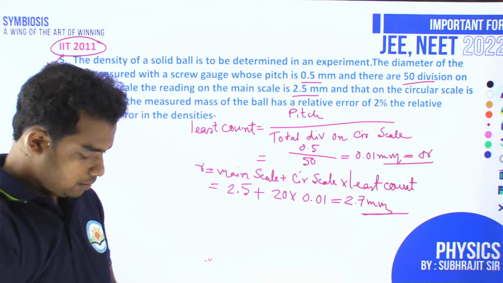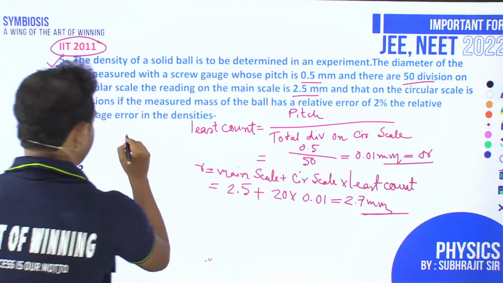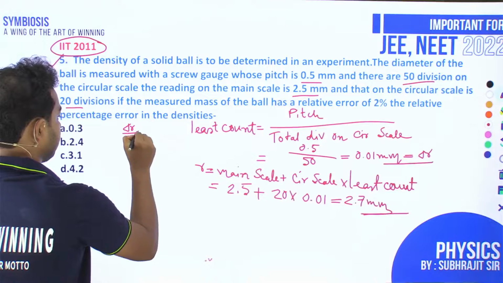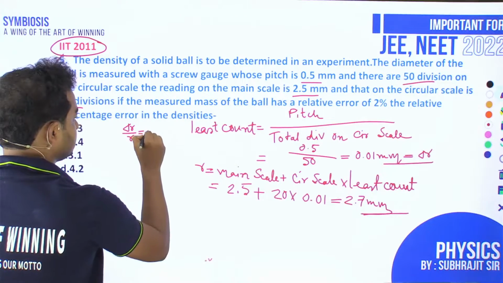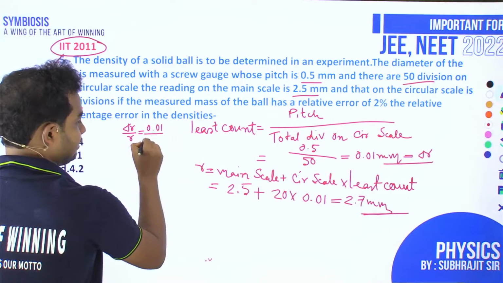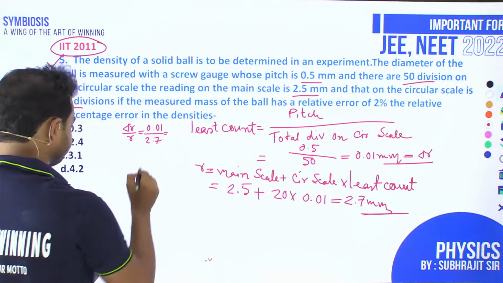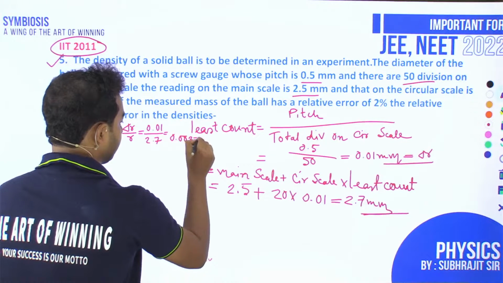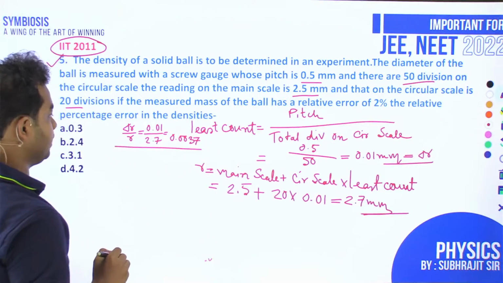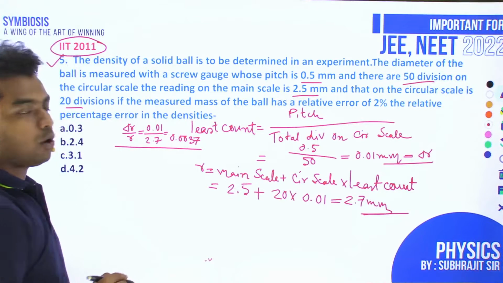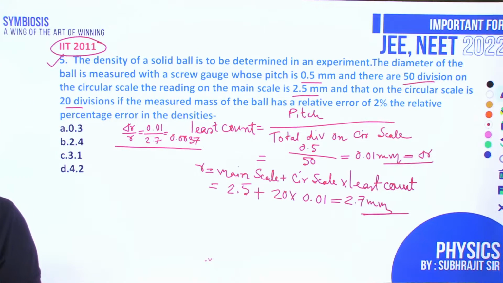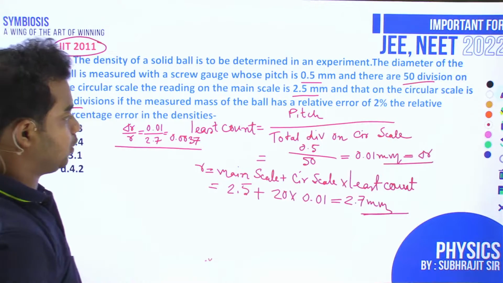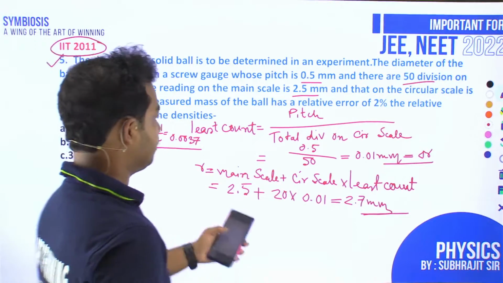Now find del R divided by R. Del R divided by R is equal to 0.01 divided by 2.7, and that one is 0.0037. That is the value of del R divided by R. Okay, I remove this portion.